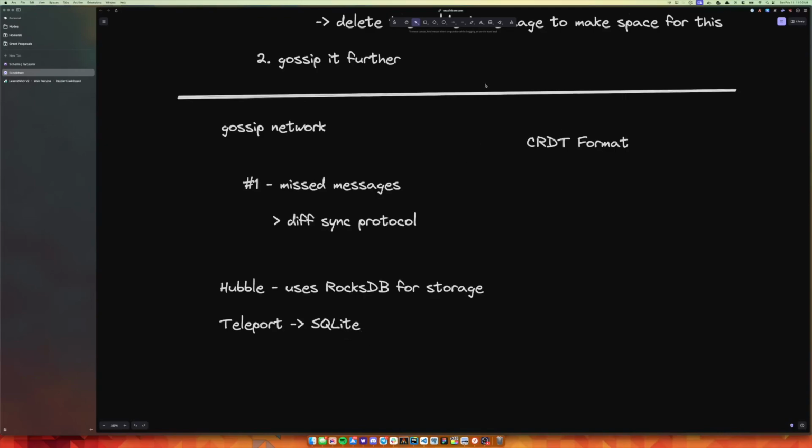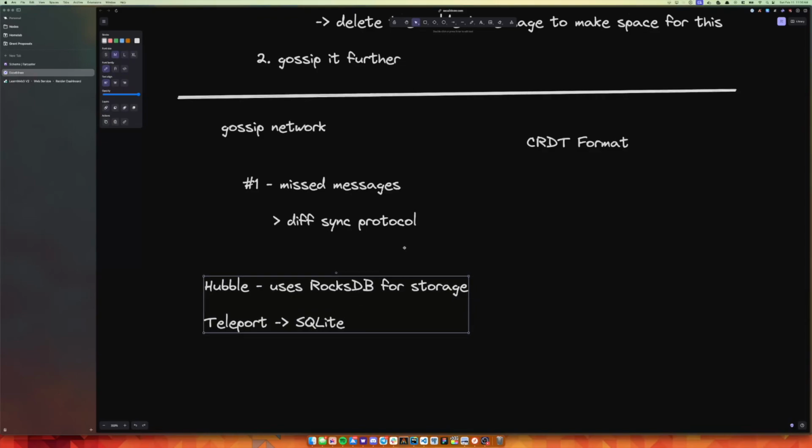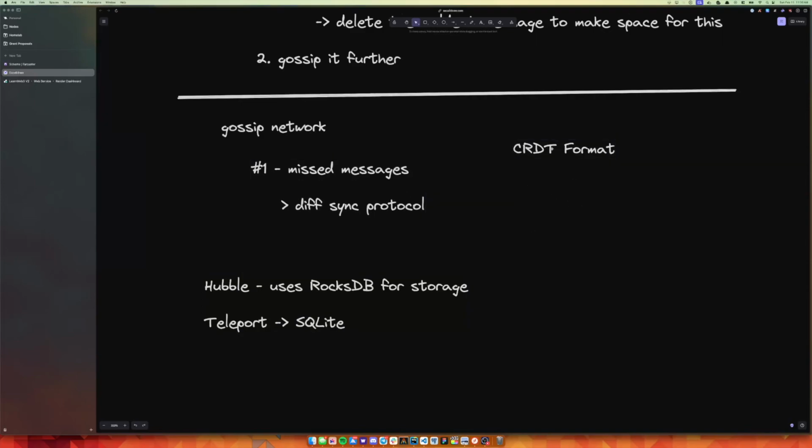We can skip the whole replicator process. We don't need any of that, and it just works nicely. There are some implications for doing this. For the diff sync protocol, we can maintain compatibility because this is based on the Merkle tree structure of messages that are stored.